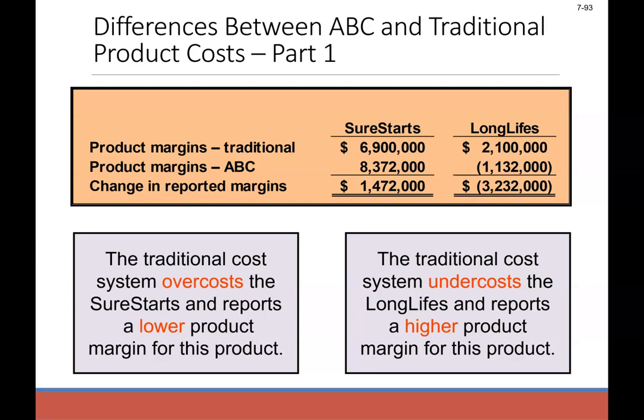What's the difference here with ABC versus traditional costing? When we look at the traditional costing system, it overcosts the Sure Starts. They're charging more money to the Sure Starts, and they report a lower product margin for Sure Starts. And the same's true with the Long Lives. It undercosts the Long Lives and makes it look like they're making more money when in fact they're not.